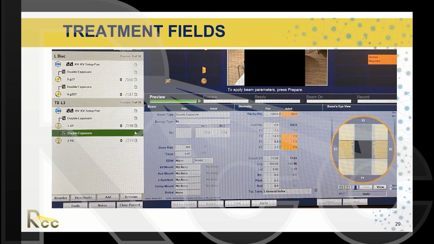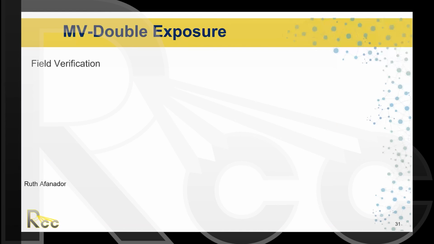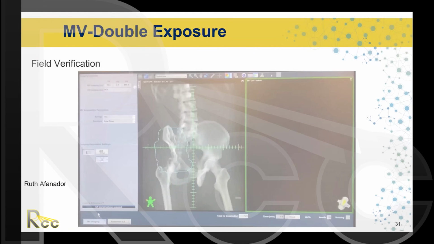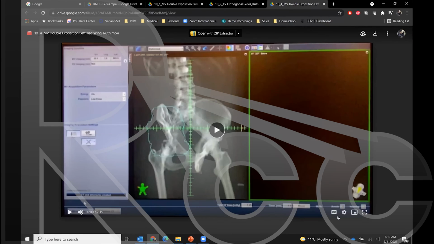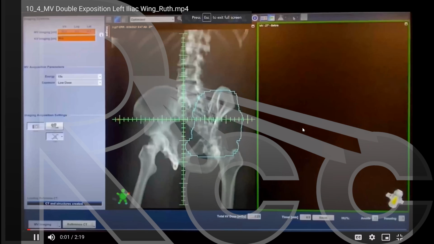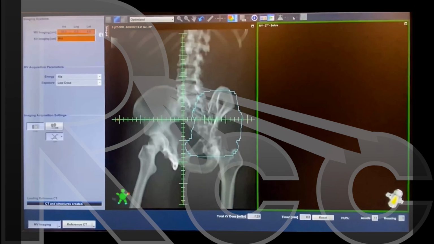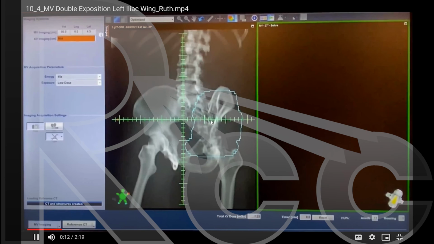And recreating our treatment fields for a patient return if they come back for treatment to our facility or to another facility for treatment. So I'm not going to touch on KV. We've done our MV double exposure, but I'm going to touch on what we might be looking at for the MV field verification. So we can see in this MV field verification, it's really difficult for us to detect and assess discrepancies in field placement when we're viewing the treatment field only.